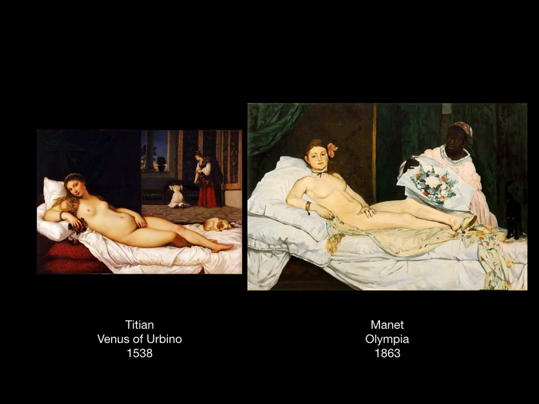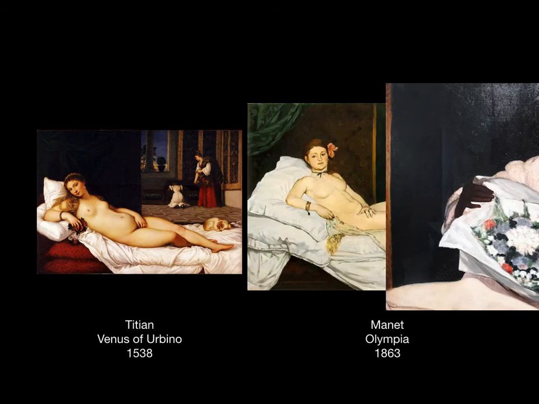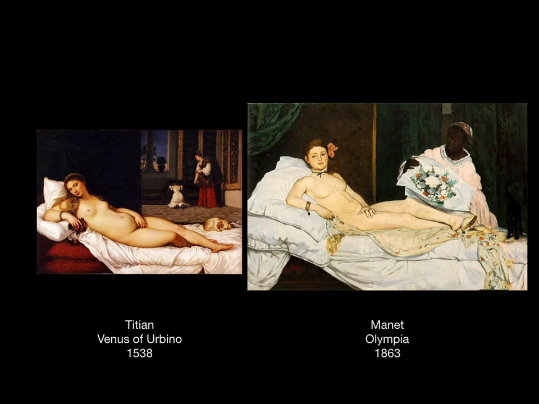she is a prostitute. Her hand tells us that she is in control of the situation, and her servant, or more likely slave, offers her flowers, probably from a customer, but they are positioned out towards us. Now, if we look at the flowers themselves, they are flat, as if a sort of portrait on the fabric. And in general, in contrast to Titian's, Manet's is flat overall.